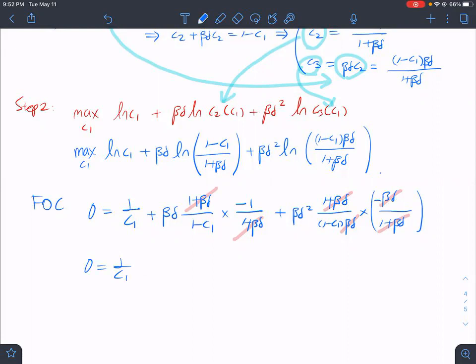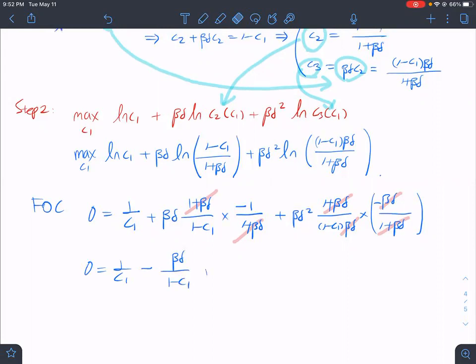Then we have 0 equals 1 over C1 plus, let me take out this minus to the front. Then we have minus beta delta over (1 minus C1), plus, minus again, beta delta squared over (1 minus C1). Okay, that doesn't look very bad. And then now, let me multiply C1 and (1 minus C1) at both sides of the equation.